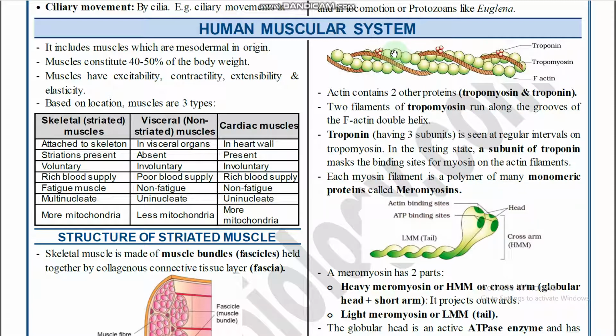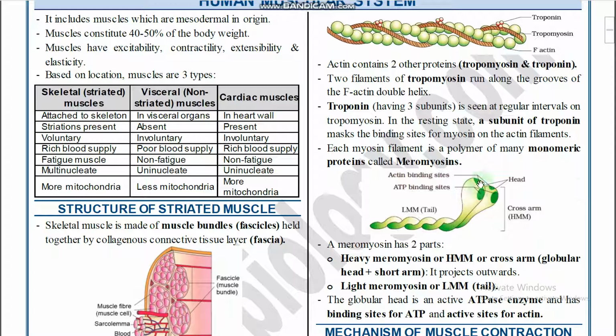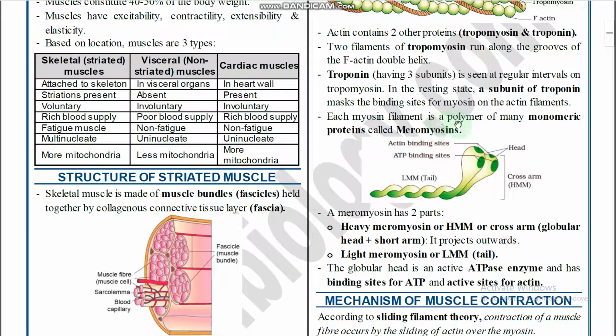See here, each G actin consists of the myosin binding site, right? At the time of contraction, it is going to attach with the myosin head. So the binding site is covered by what? Troponin, right? Each myosin filament is a polymer of many monomeric proteins called meromyosin. So the actin is made up of F-actin and myosin is made up of meromyosin, right?